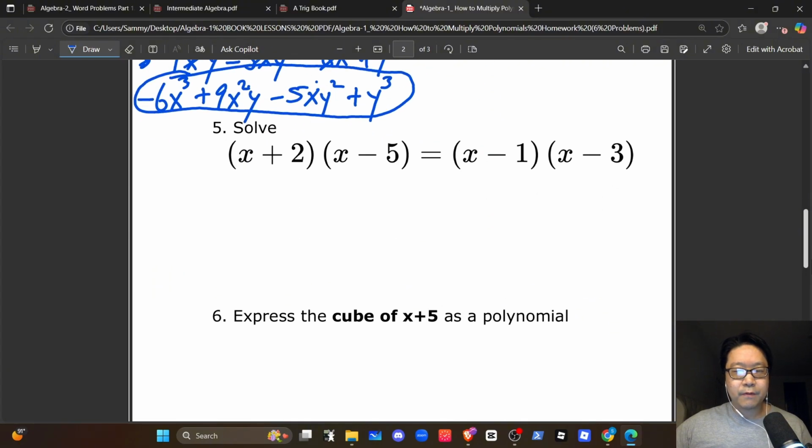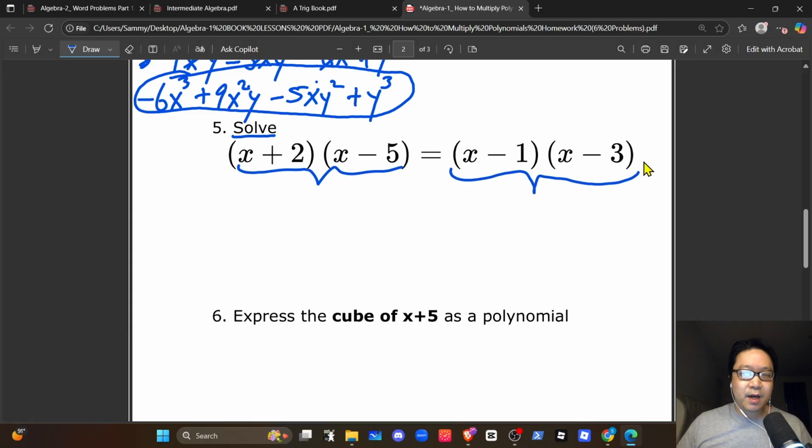Okay, number 5. So this one, it wants us to solve for x. Okay, so we're going to simplify the left side. We're going to simplify the right side and then solve for x. So the left side, we get x squared. So x times negative 5 is negative 5x, then 2 times x is 2x. That would give us negative 3x. 2 times negative 5 is negative 10.